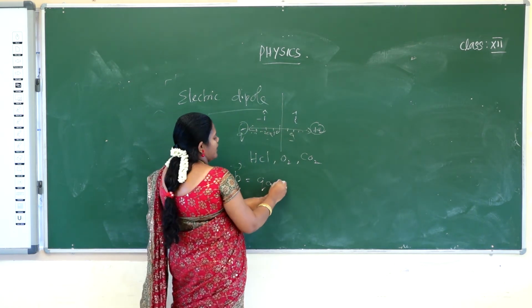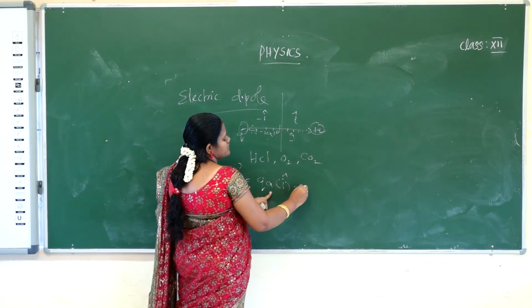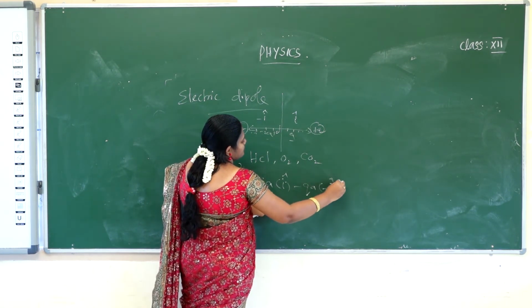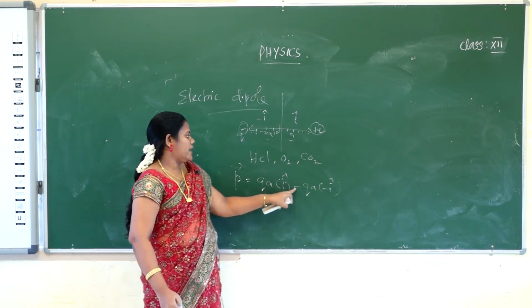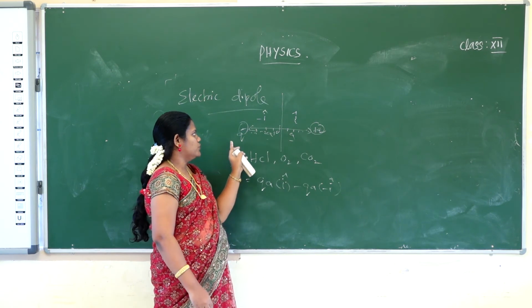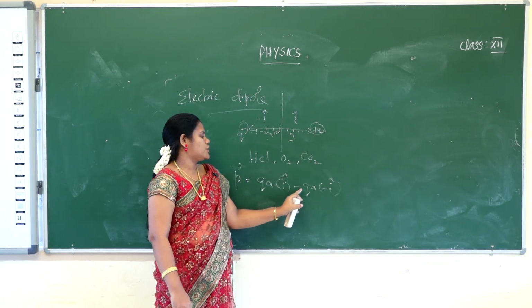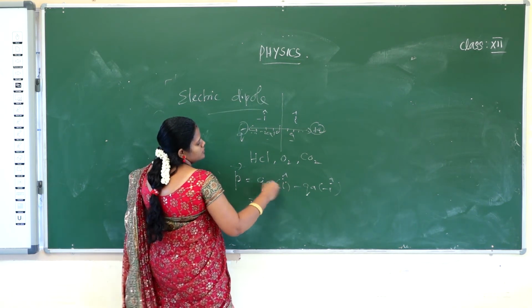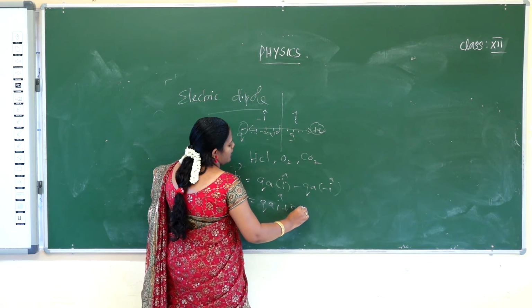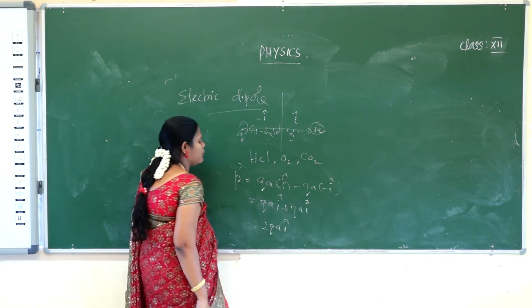So Q A I cap minus Q A minus I cap. So Q A I cap minus Q A I cap is the difference between the two, because the two are opposite with one another. So you have to add Q A I cap plus Q A I cap. So 2Q A I cap. That is the dipole moment.